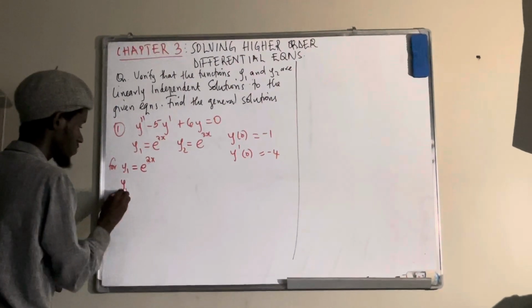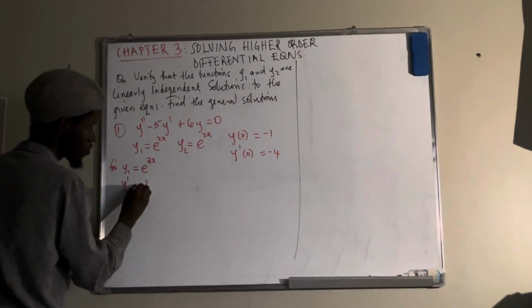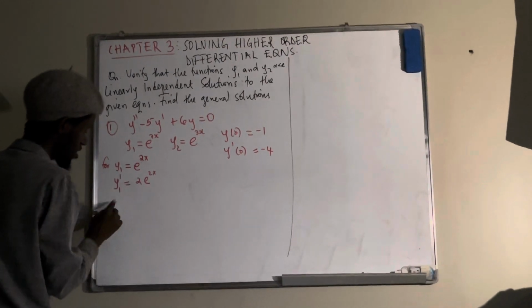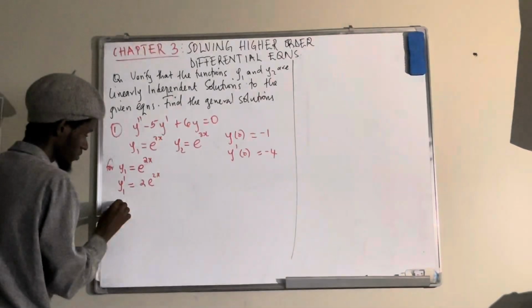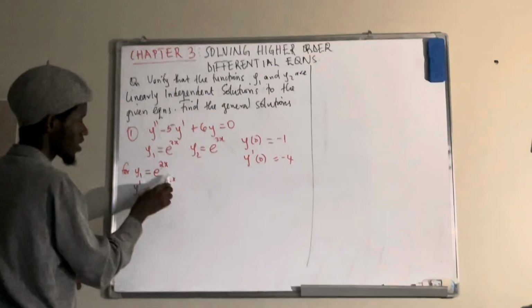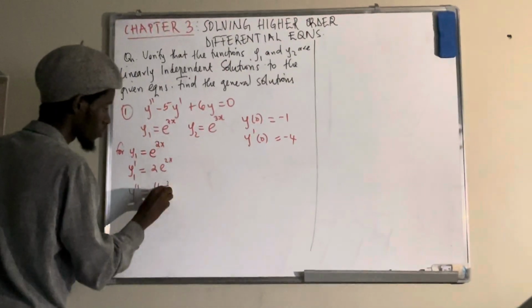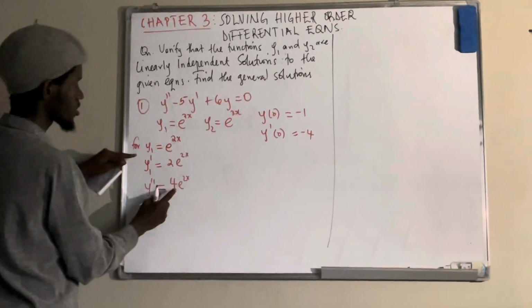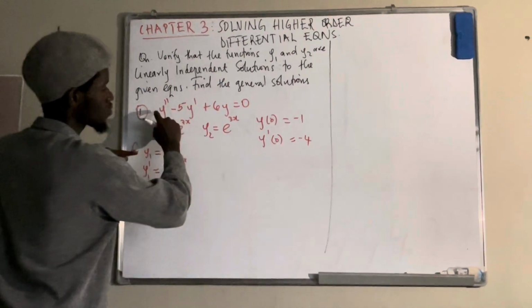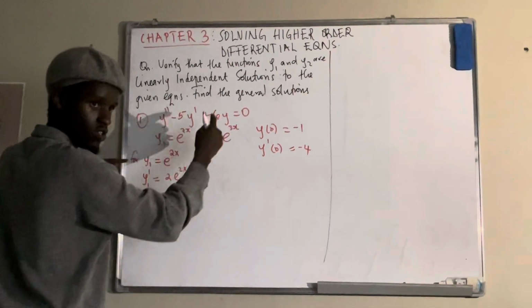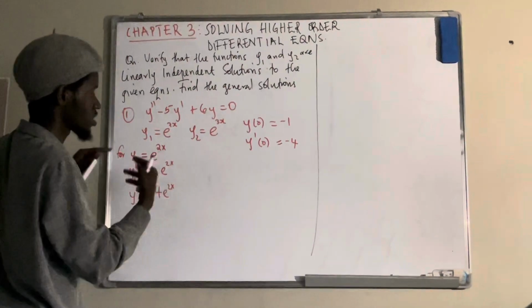Then this first derivative is what? It's going to be 2 e power 2x. Then the second derivative is what? It's going to be 4 e power 2x. Now, if I put y1 into my differential equation and get a 0, I will have shown that it is a solution to this differential equation.